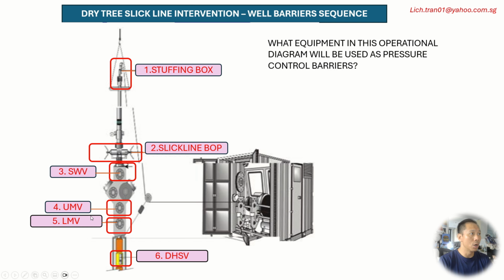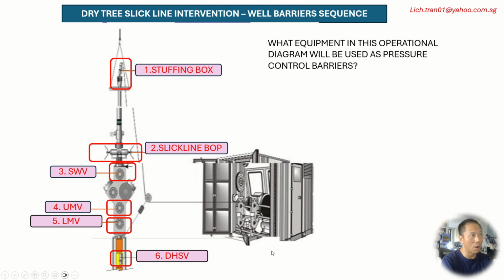The upper master valve, yes, it will be used, right? Lower master valve, will you use it? Be careful. You don't use it to cut the slickline or the wireline. The reason I'll explain later. And downhole safety valve. Remember, as I said in another video, some companies consider the downhole safety valve as a barrier, but API allows a certain leak rate past this valve. So, some companies therefore don't consider this downhole safety valve as a barrier.